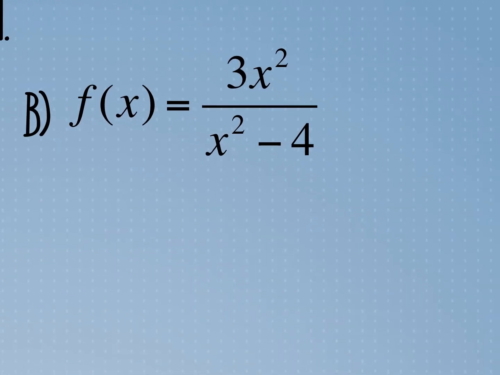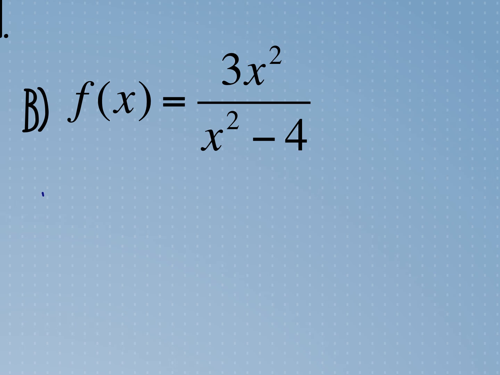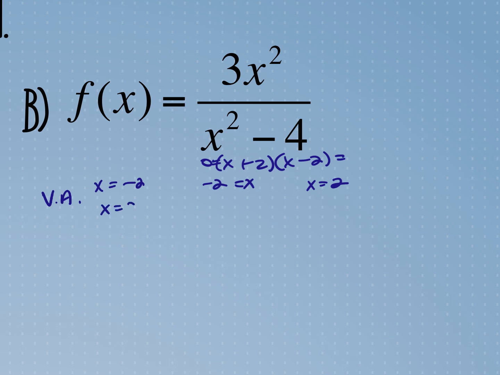Okay, go to B. Vertical asymptote. How do I get it? Good. Factor it. Set it equal to 0. So I have x equals -2, and x equals +2.